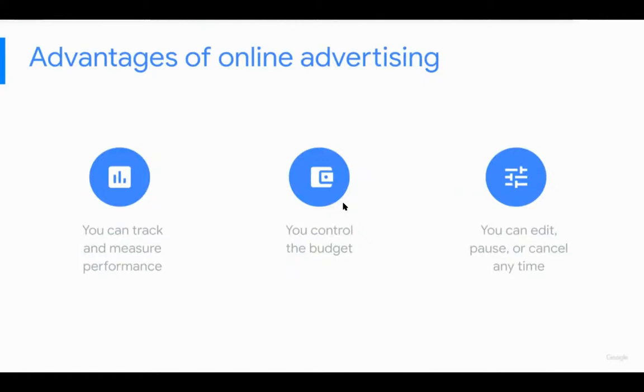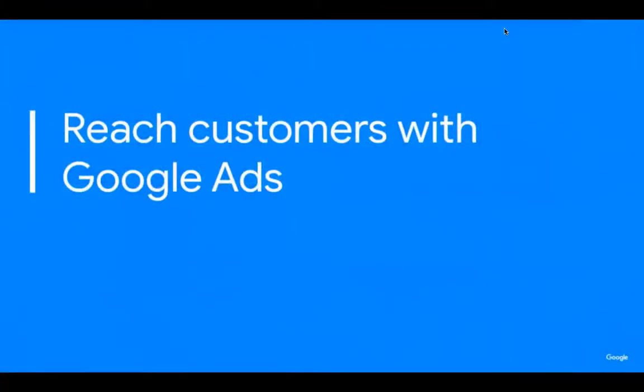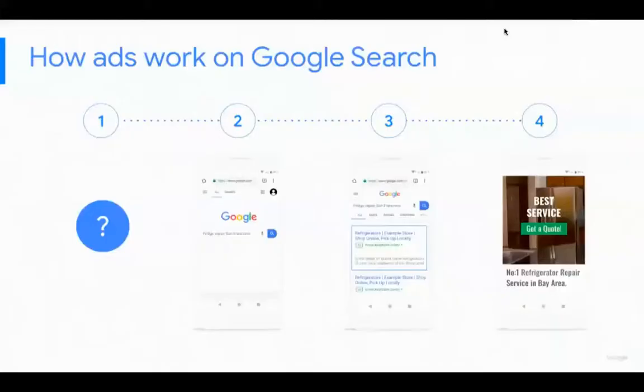Here's another big advantage. You're going to control it. You control the budget. You decide how much you're willing to spend on an ad campaign, and you can edit, pause, or cancel at any time. Before we dive into driving business results, I want to give you a quick overview of how advertising works on Google. Advertisers are using a product called Google Ads to run their campaigns.